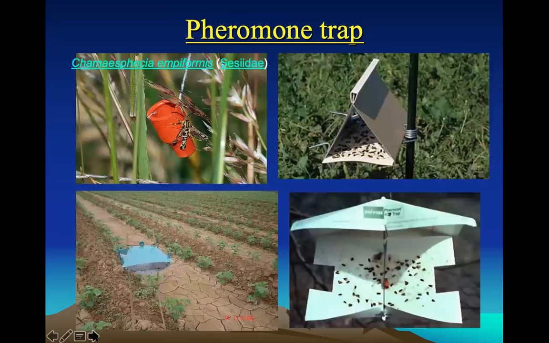There are lots of traps. This is the last slide for today's lecture. So pheromone traps are like this. In the crop field, we can use sticky substances that contain the pheromone, and insects come and stick on it, and you can trap them. There are lots of different trapping mechanisms.